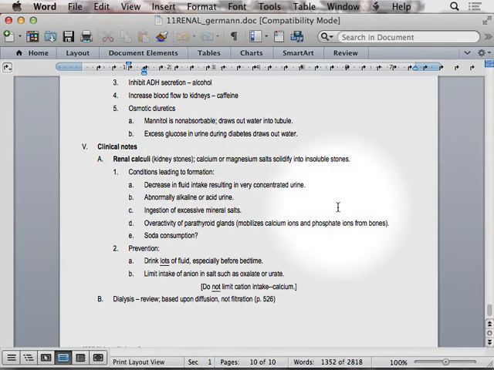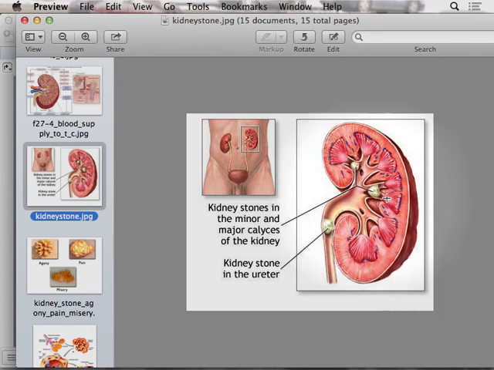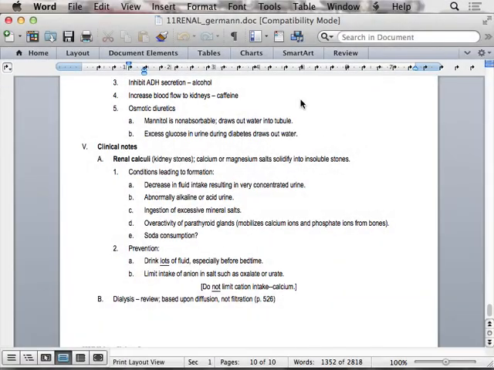Okay, so how do you get kidney stones? I don't know how she got 128. But if your urine is super, super concentrated, you're more likely to get them. Because then you have all of these concentrated ions which will crystallize, especially your cations. Calcium and magnesium are the primary components of those. Calcium and magnesium solidify into insoluble stones.